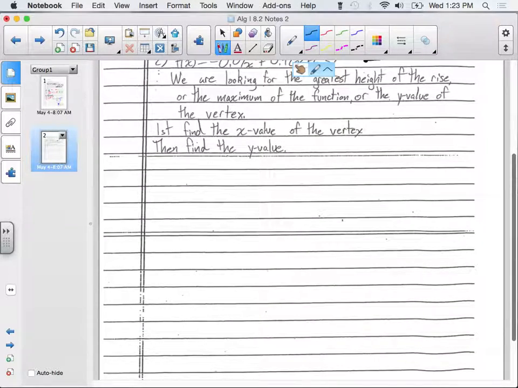So we use that formula again, x equals negative b over 2a. We still need a and b for those things, we can't just pull them out of thin air. Riley, what's our a and b? Negative 0.07 and 0.42. Thank you.